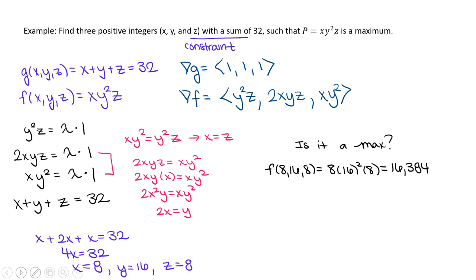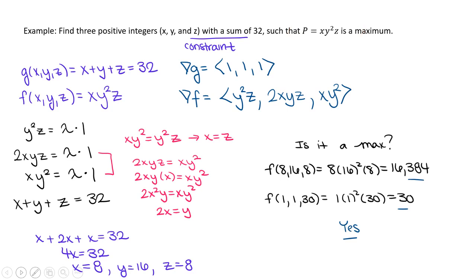But let's just make sure this is a max. If I take 8, 16, 8, plug that into the function I'm trying to optimize, 8 times 16 squared times 8, I get like this 16,000 number.